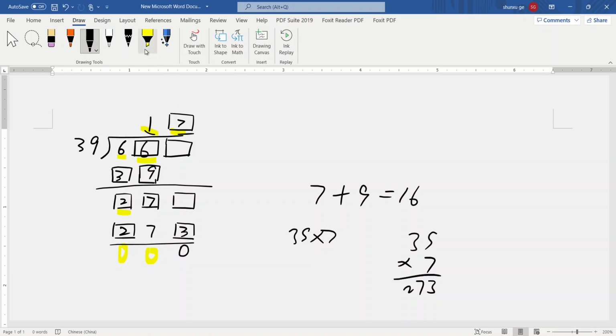So here's 3, here's 0. So this number must be 3. Okay, this must be 3. So here's 3. That means here must be 3. Okay, this question we finished. We finished.